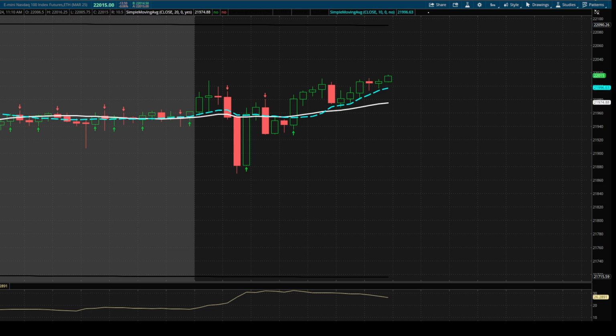And what you're really going to do is think scalp, right? We're not going to sit in here and try to get 40, 50, 60 points. That would be great, but that would be more for a trend trader. I'm not so much a trend trader. I'm a momentum and a scalp trader.